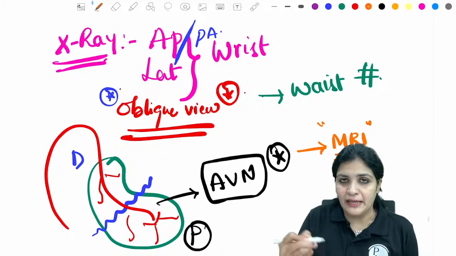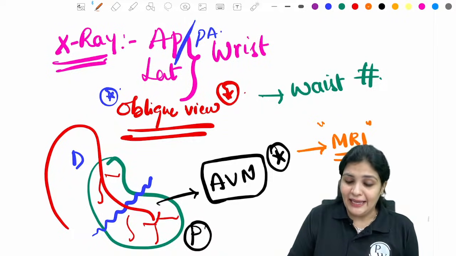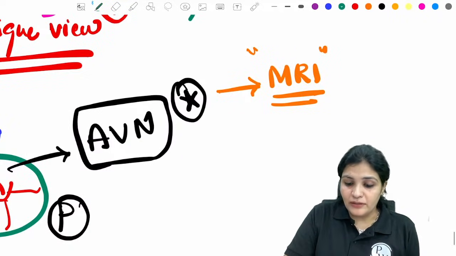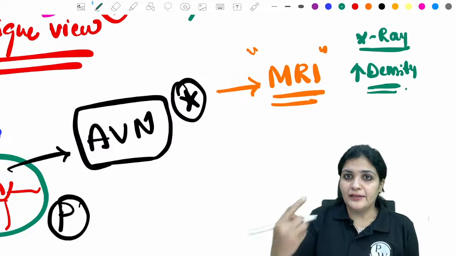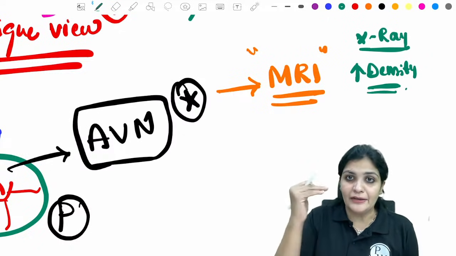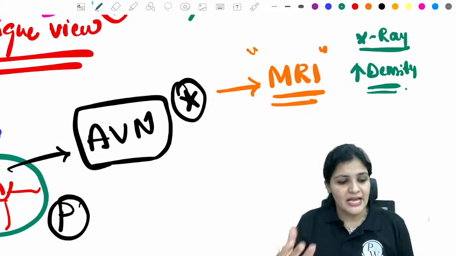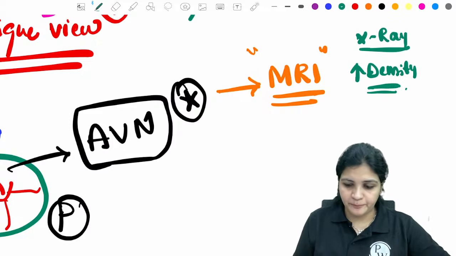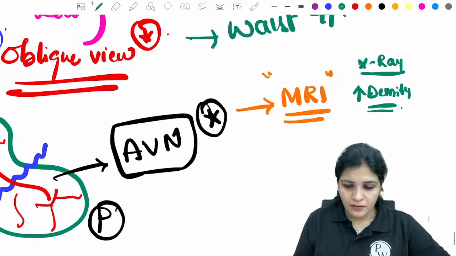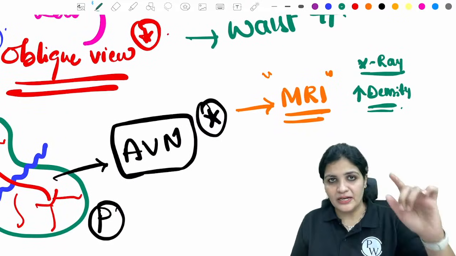Whenever you take an MRI, you can see that the AVN is present. And on the X-ray, what you see is an increase in the density of the bone. It is not lucency; it is more sclerotic, more white on X-ray, if it is a scaphoid. Okay.